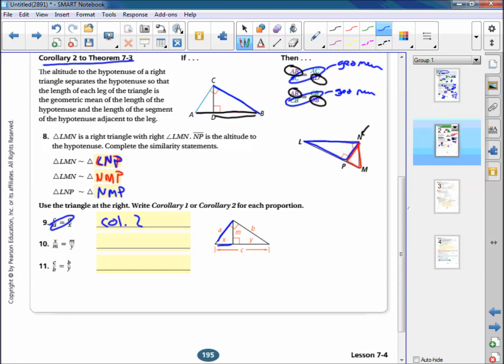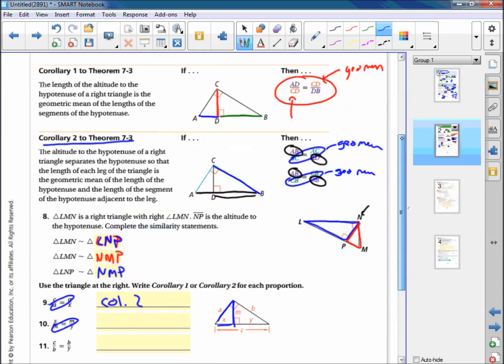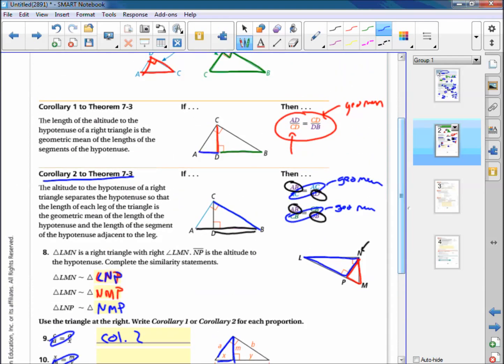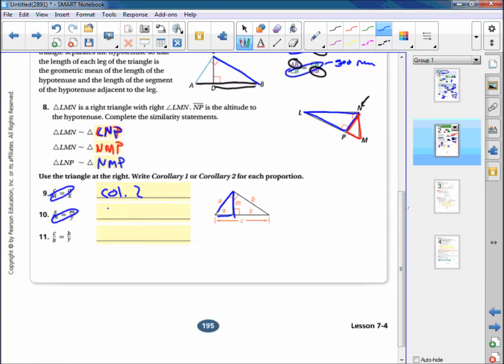Okay. All right, and the second one, the geometric mean, is our M. M is the altitude of the original triangle, so that's corollary 1. Remember, the altitude of the original triangle cuts the bottom pieces into two things with a geometric mean there. So this is corollary 1. And then the last one, we have B, that's another leg of this one. So the geometric mean is a leg, so this is going to be corollary number 2. Okay.